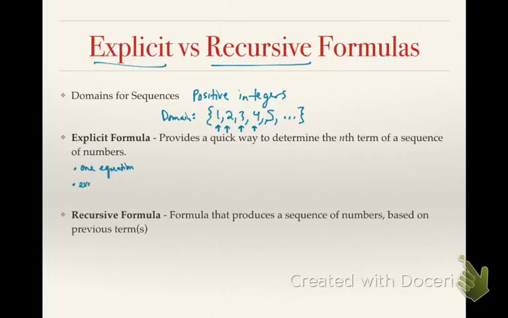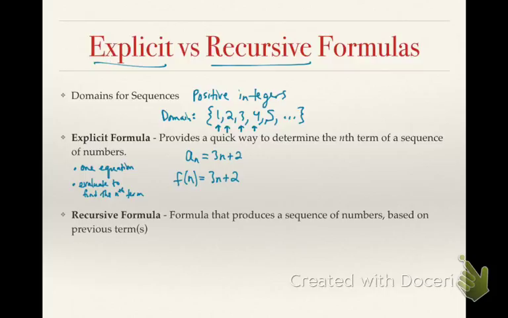So it's something that you can easily evaluate to find the nth term. Some examples of explicit formulas are maybe an is equal to 3n plus 2. You can plug any value of n that you want, starting with 1, 2, 3, 4, to find out a certain term in the sequence.